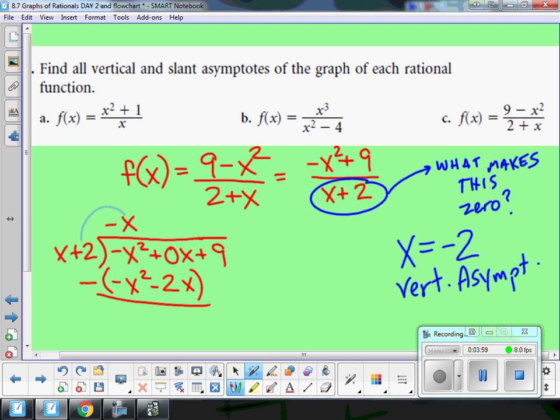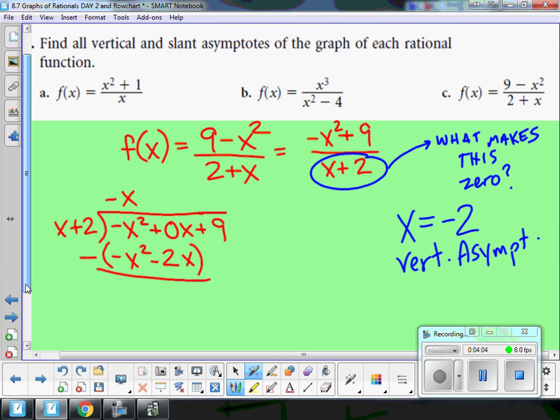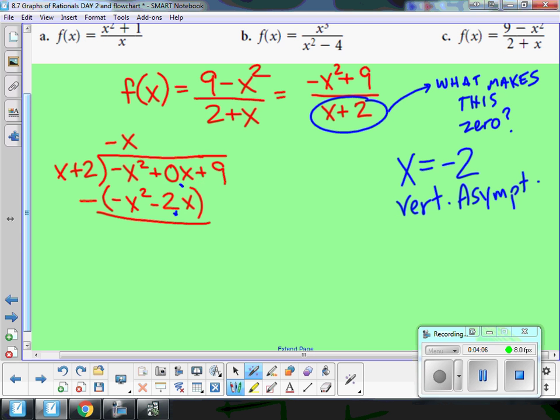Subtract the whole quantity. So here's why we wanted the 0x there. Check it out. See the 2x and the 0x now lined up. If the 9 would have been there, you would have been subtracting 2x from plain old 9. Can't do that. They're not like terms. That's why we needed the 0x. Okay? These should cancel. And we should get 0x minus negative 2x. That's going to result in a positive 2x. Bring down the plus 9.